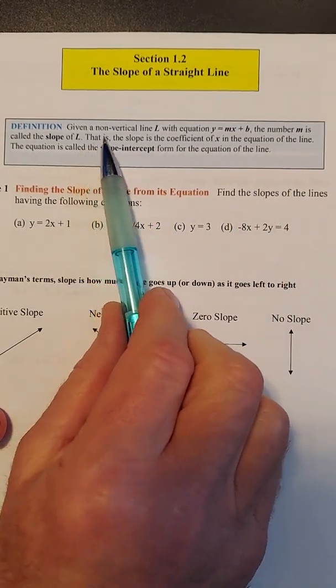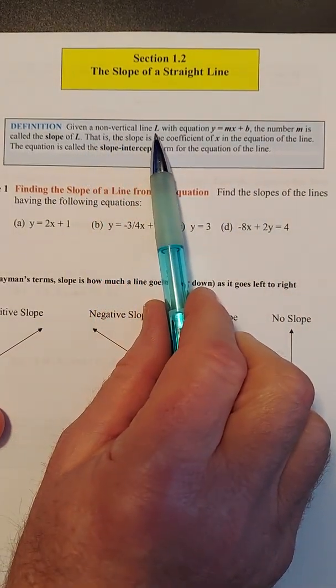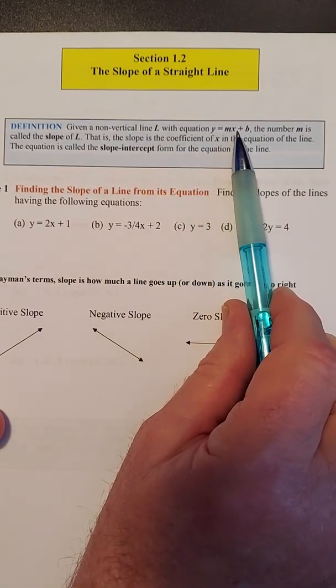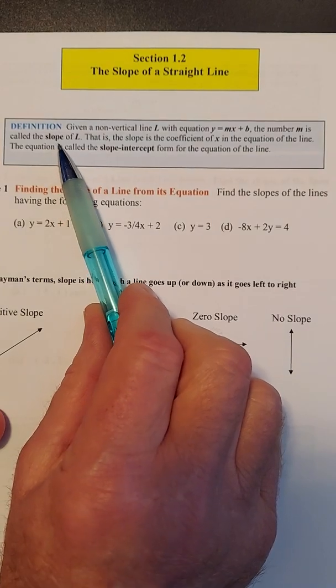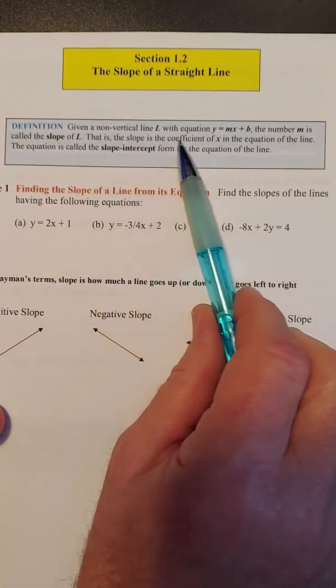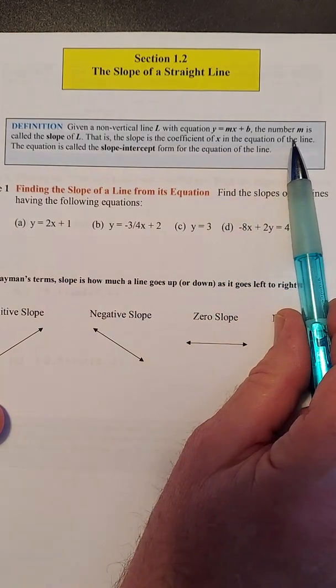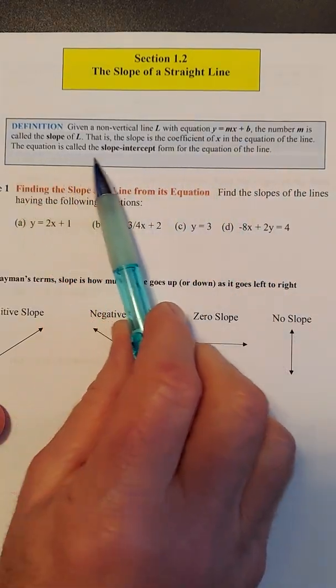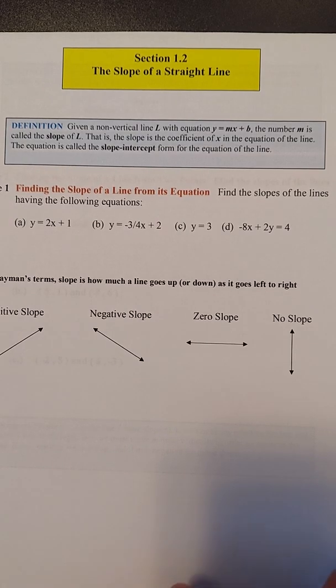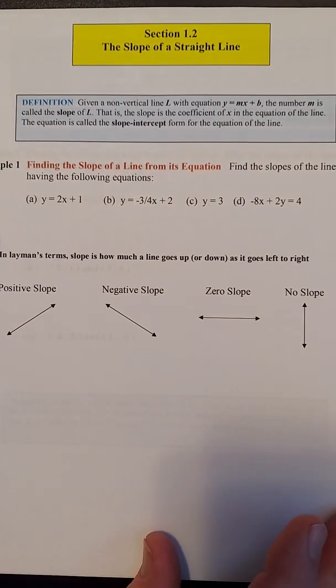Definition: given a non-vertical line L with equation of y equals mx plus b, the number m is called the slope of L. That is, the slope is the coefficient of x in the equation of the line. The equation is called the slope-intercept form for the equation of the line. Again, most of that you've probably seen before. We're just trying to put a little structure to it.